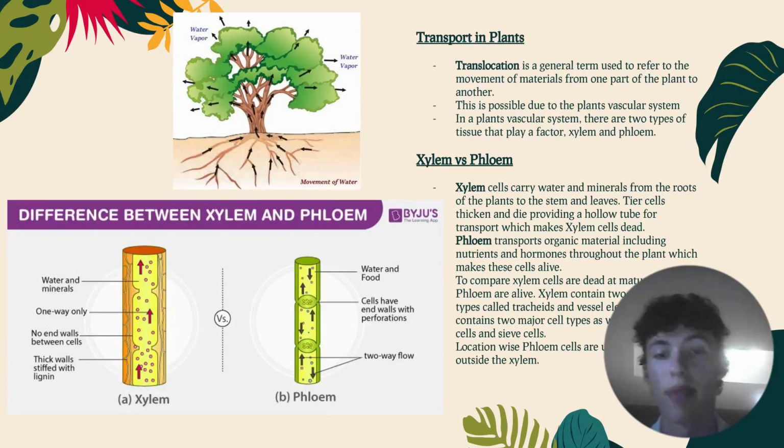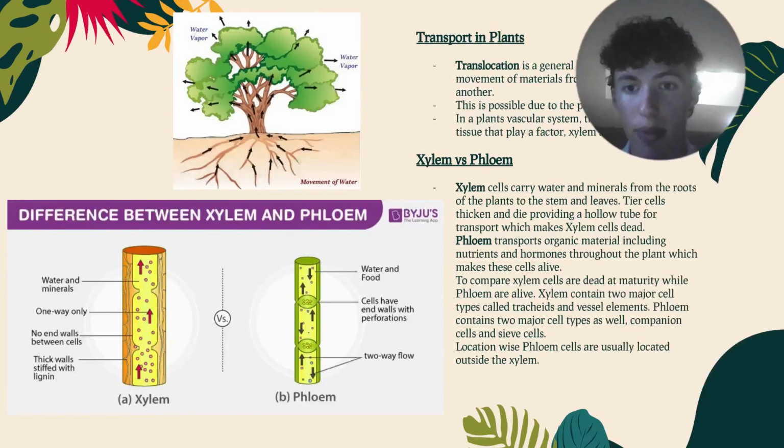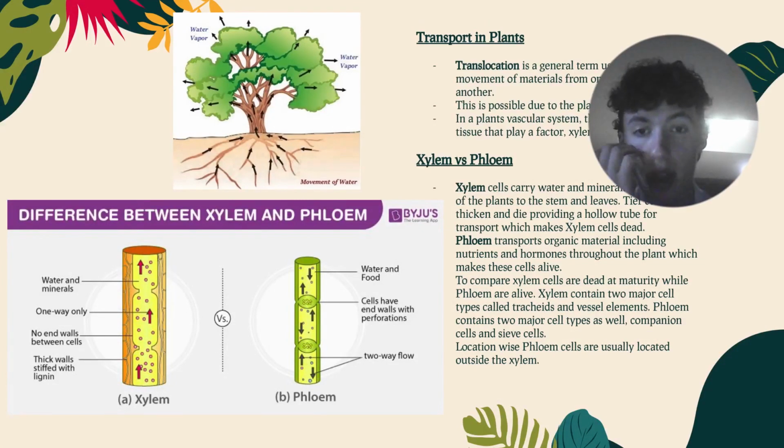Phloem is basically the opposite. It transports organic materials, nutrients, and hormones throughout the plant, which makes the cells alive. To compare, basically, one's dead, one's alive. On the left here, we can see xylem: water and minerals, and it's only one way. And on the right, we have phloem, which carries water and food. Cells have end walls with perforations, and it's a two-way flow.